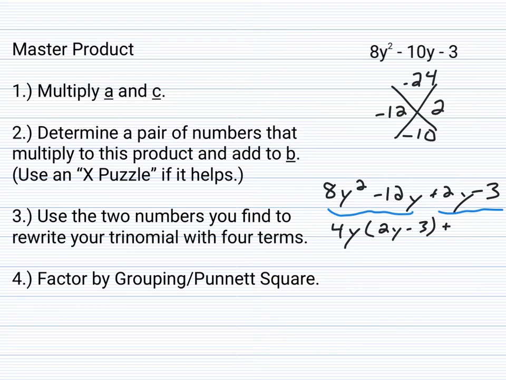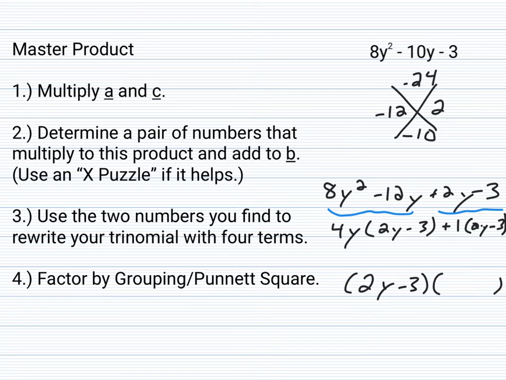Plus, looking at the next two, the 2y and the negative 3, they have nothing in common. So their GCF is just 1. And then it's going to seem weird to even do this, but I'm going to write it as 1 times 2y minus 3. The reason I do that is now you hopefully notice 2y minus 3 is repeated.